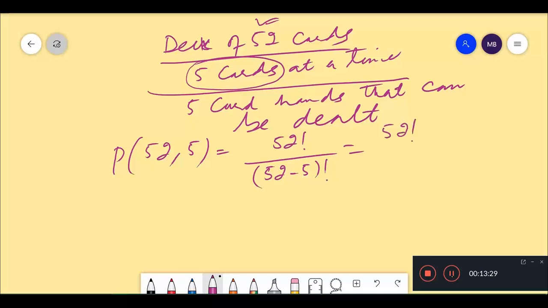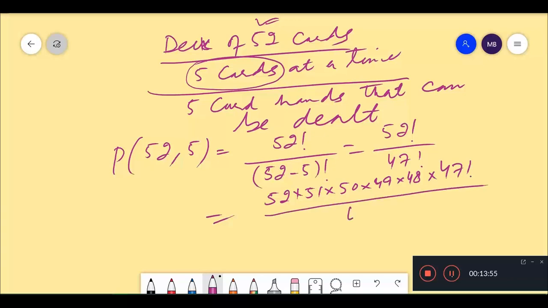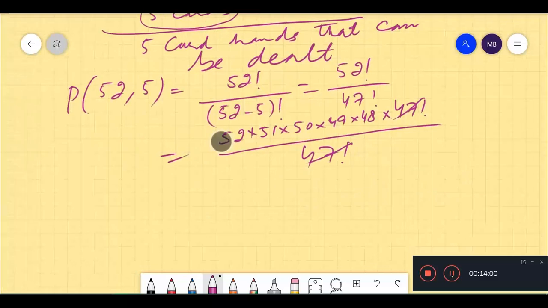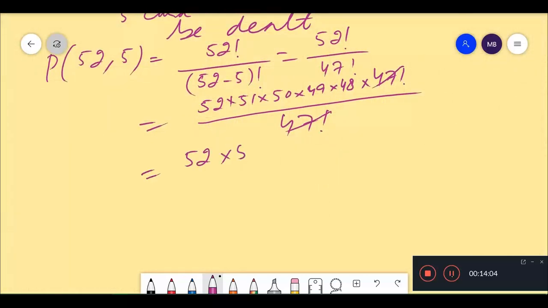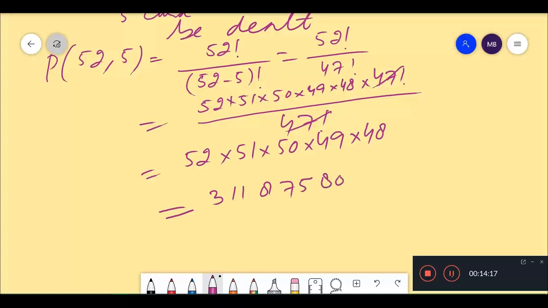which is equal to 52 factorial divided by 52 minus 5, which is 47 factorial. And now again, 52 factorial can be written as 52 into 51 into 50 into 49 into 48 into 47 factorial divided by 47 factorial. So this 47 factorial and this 47 factorial will cancel out, and we will get 52 into 51 into 50 into 49 into 48, which is a huge number equivalent to 311875200. So these are the possible ways of drawing five cards out of 52 cards if order matters and repetition is not allowed.